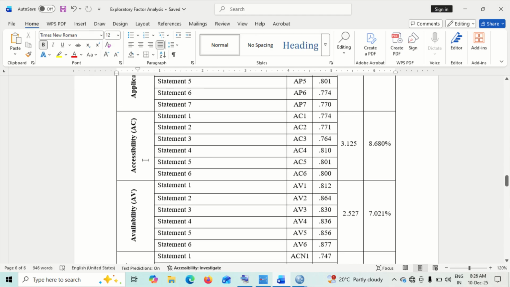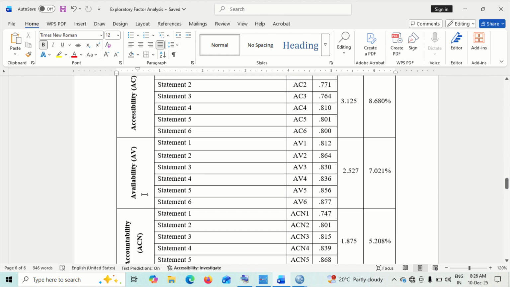And moving to the accessibility, there are 6 statements used to measure accessibility, and we have coded them as AC1 to AC6, and all the statements have factor loading greater than 0.70, and the eigenvalue is 3.125, which is greater than 1, and the accessibility is also explaining the variance of adoption level, which is 8.680%.